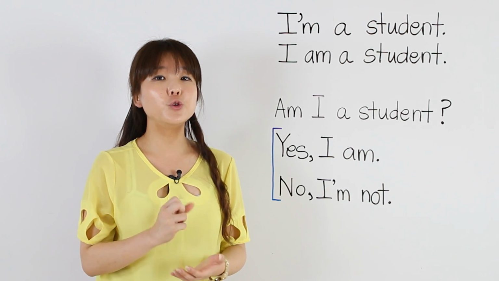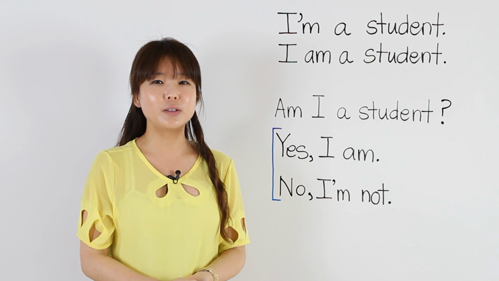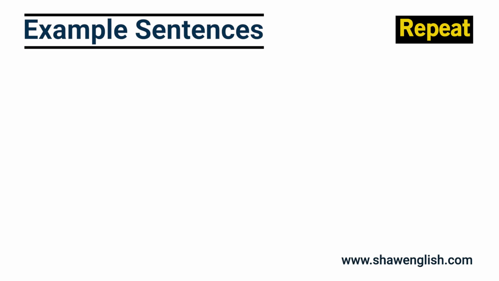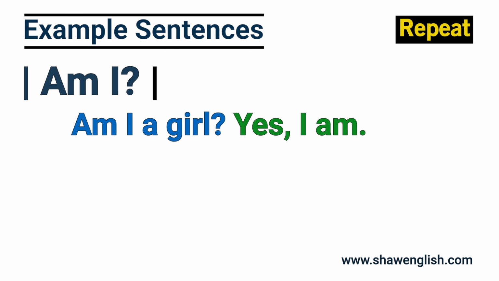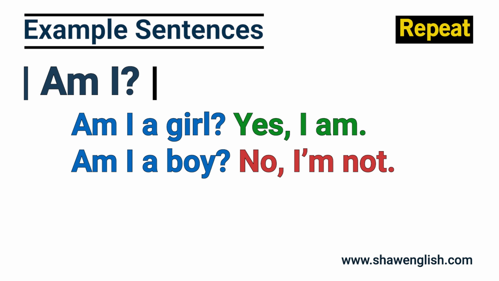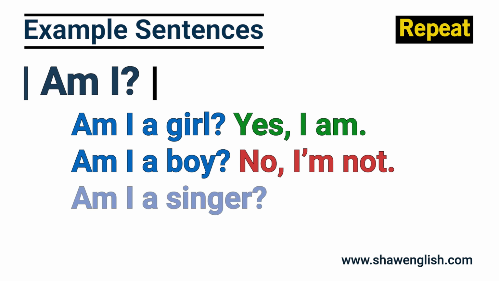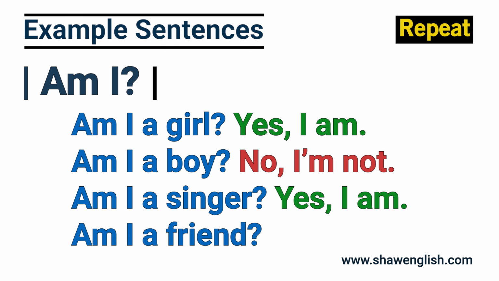Okay, we're going to look at some more examples. Please make sure you repeat after each example. Let's look at the first one. Am I a girl? Yes, I am. Am I a boy? No, I'm not. Am I a singer? Yes, I am. Am I a friend?